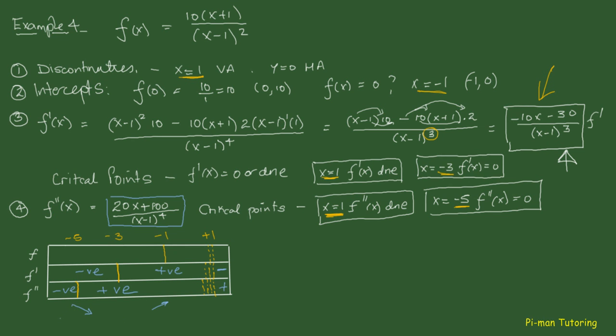So these second derivative numbers tell us the general shape of the curvature. So we've got negative curvature in this region, positive curvature in this region, and positive curvature in this region. And now we have everything we need to plot the graph, so let's plot it.